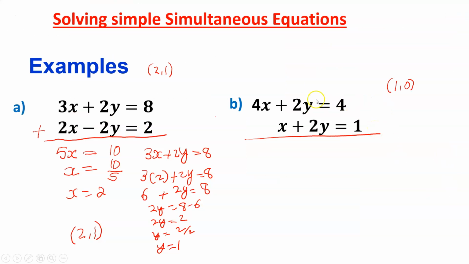Elimination method. Again, y is a good candidate to eliminate because you got 2y and 2y, but this time they got the same sign, and the only way you can get 0 from it is to take away from each other. 4x take away x, that gives you 3x. And 2y take away 2y is eliminated, that's 0. 4 take away 1, that's 3.